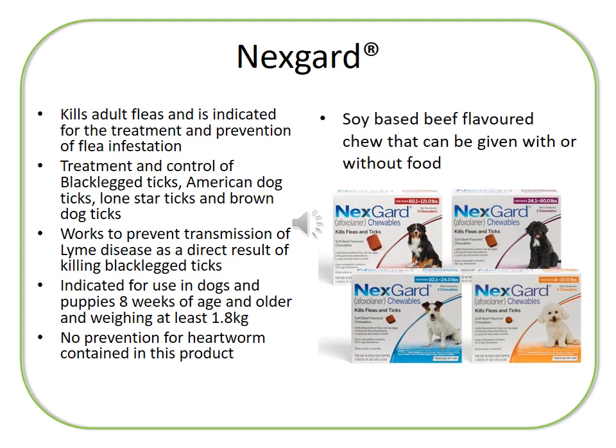NexGard is a soy-based beef-flavored chew that can be given with or without food. It kills adult fleas and is indicated for the treatment and prevention of flea infestation. NexGard is used for treatment and control of black-legged ticks, American dog ticks, Lone Star ticks, and brown dog ticks, and works to prevent the transmission of Lyme disease as a direct result of killing black-legged ticks. NexGard does not contain prevention for heartworm. It is indicated for use in dogs and puppies 8 weeks of age and older and weighing at least 1.8 kilograms.